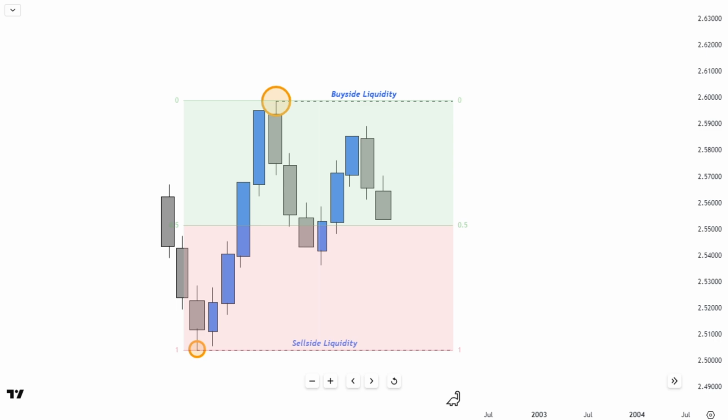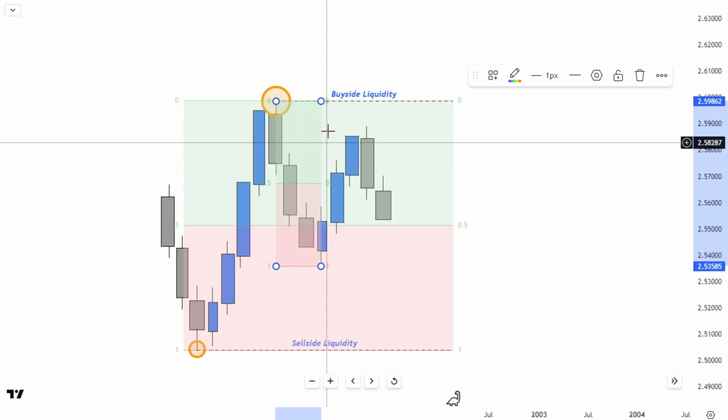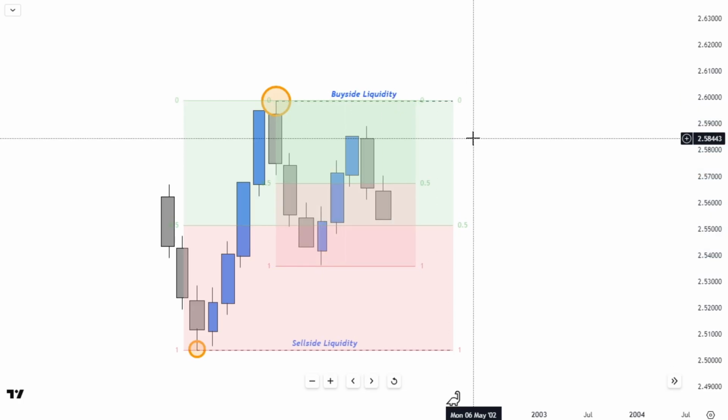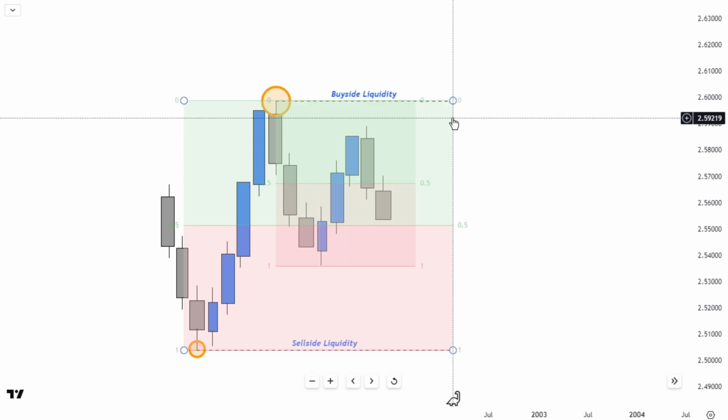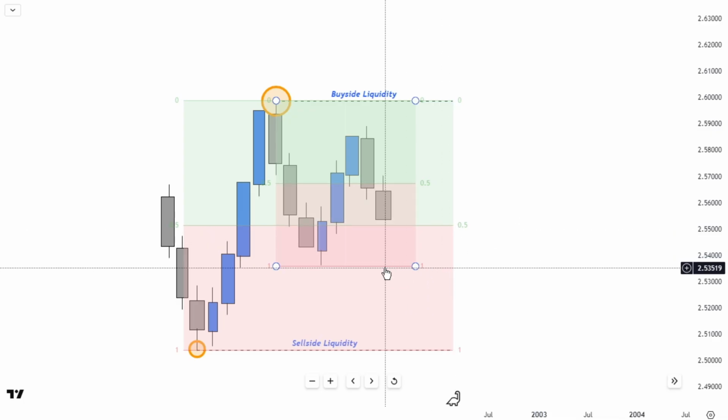For example, you might have a large macro range on the higher time frame, but within that, price may create smaller micro ranges every time it forms a new swing high or a new swing low. This is where things can get messy if you don't know which range applies to your trade idea. So I'll walk you through a few real examples shortly.